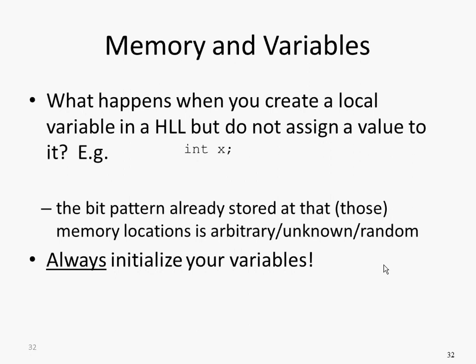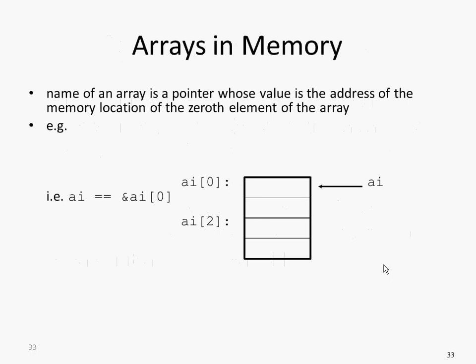Okay, so an array in memory. It's just a pointer to some memory. This is a two byte thing. Maybe these are integers. Here's the location of the first one, here's the location of the second one. And these two are equivalent. This is the name of the array, and this is the address of the zeroth element of the array.